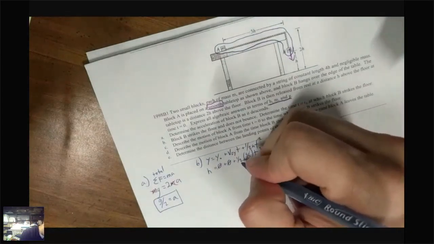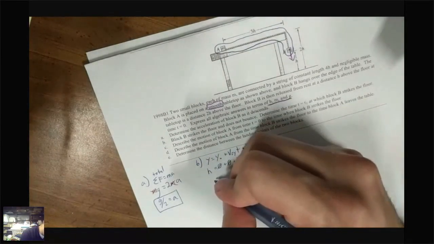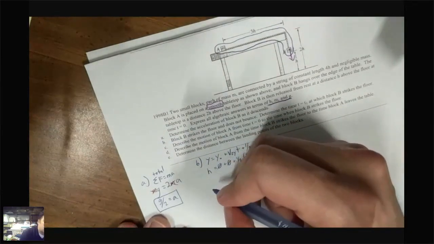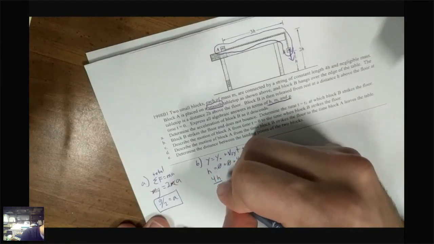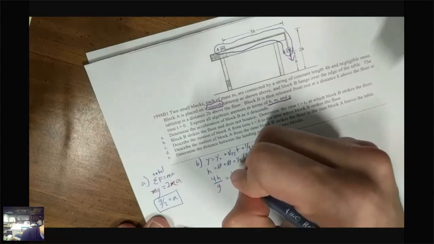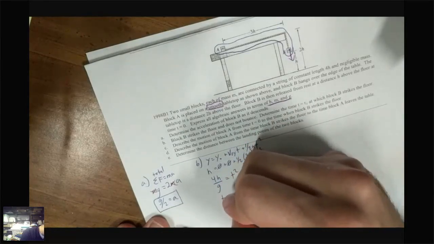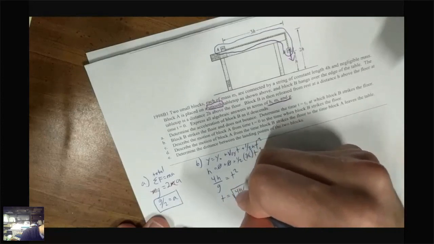So solving this, times 2, times 2, we're going to get 4h over g equals t squared, which means t is the square root of 4h over g.